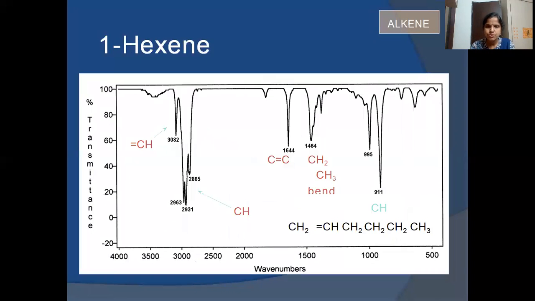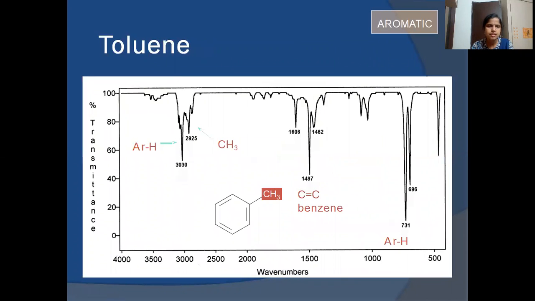In the previous case, this is simple hexene. There are no bands below 900. So that means it is not an aromatic system. If it is an aromatic system, the first thing is just above 3000, then C double bond C, and then below 900. So these 3 regions you have to look for to confirm whether the compound is aromatic or not.